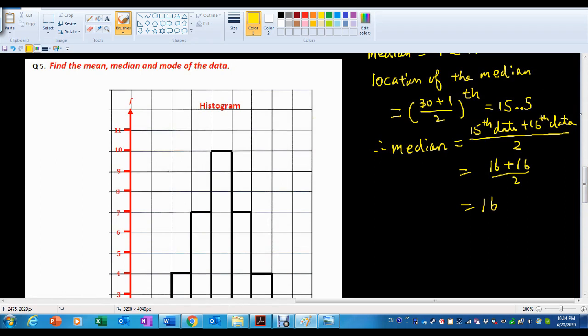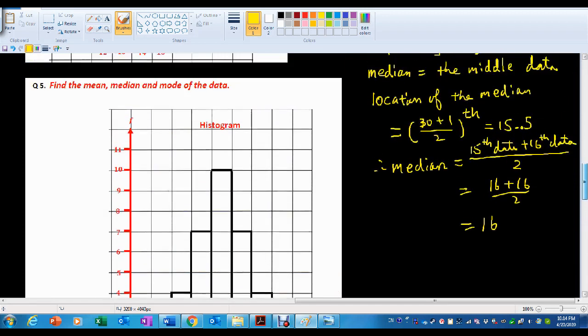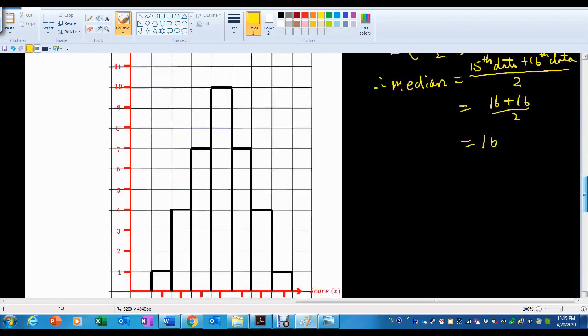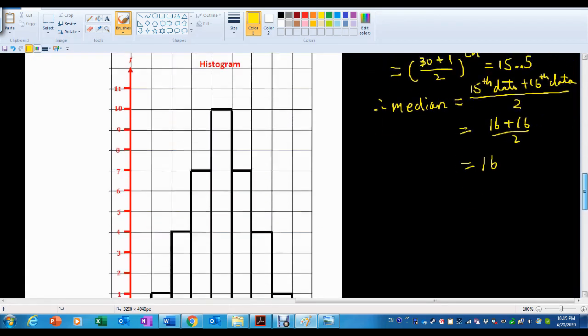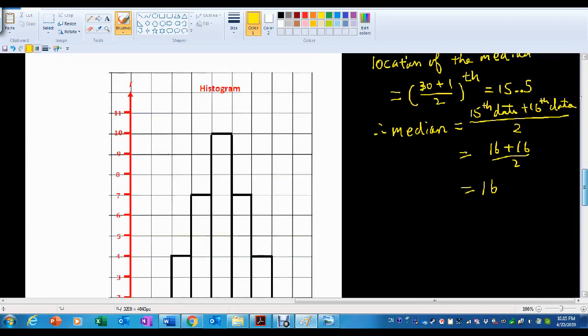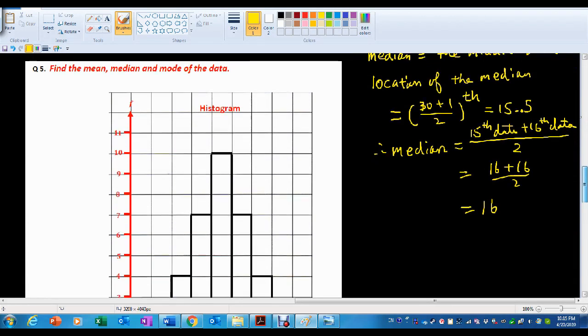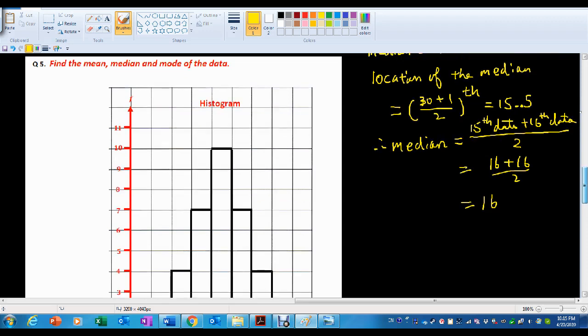So you are going to do similar things. You are going to find the mean, median, and mode of the data. Do you see the table? Do you see the histogram? That's our question 5. First, you need to convert this histogram into a frequency distribution table. Then from that table, we're going to find the mean, median, and mode, right? Let me give you some time.